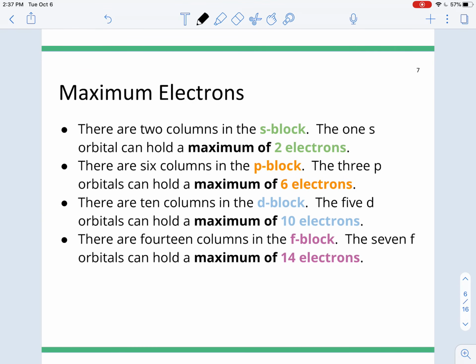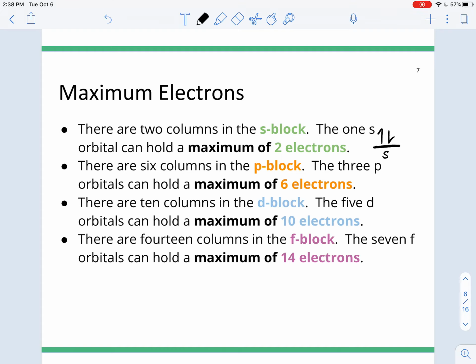All right, so the maximum number of electrons. There are 2 columns in the S block. One s orbital can hold a maximum of 2 electrons. Remember, there is only one s orbital. So when we were filling out those energy diagrams, there was only one line for s. Maximum of 2 electrons. Remember, one orbital can hold 2 electrons, but they have to have opposite spins.